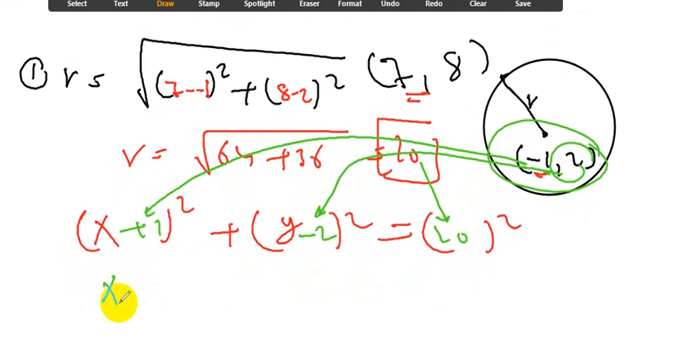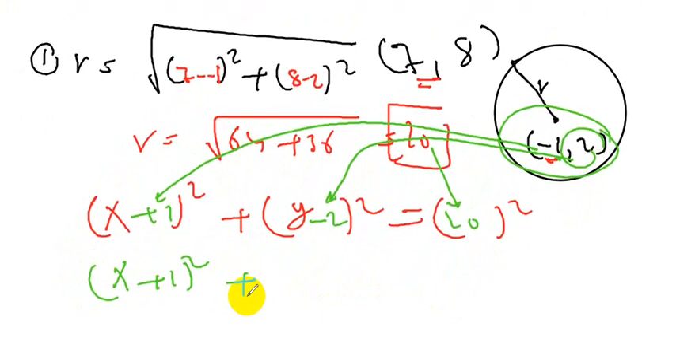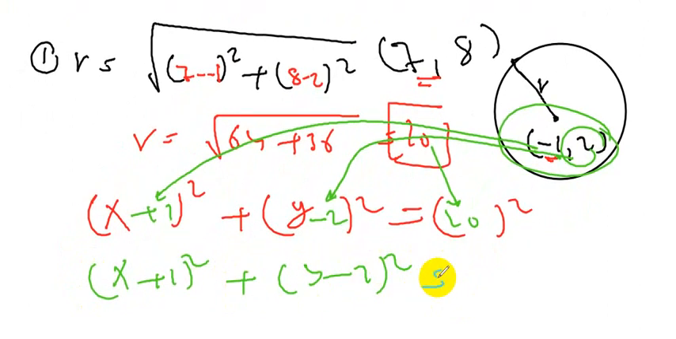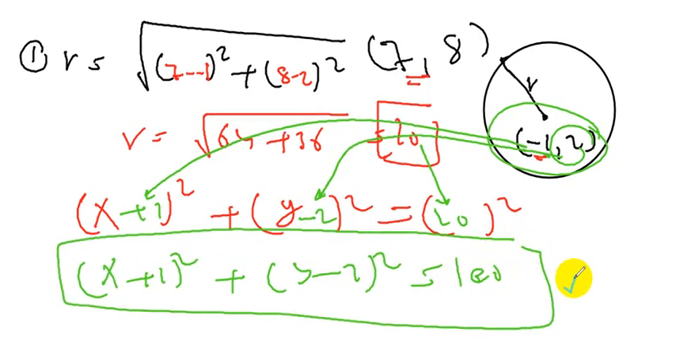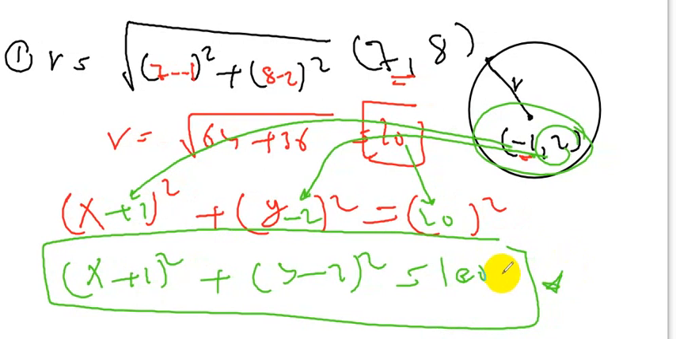So the equation will be (x plus 1) squared plus (y minus 2) squared equals 100, and you will find it in the given choices. This is the whole topic about the circle in the XY plane.